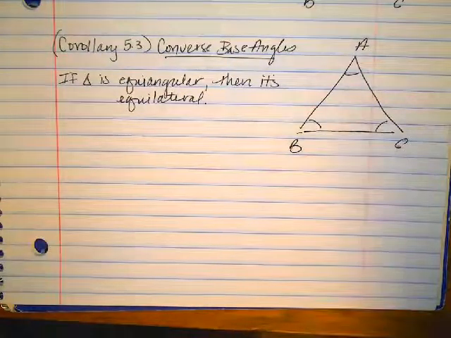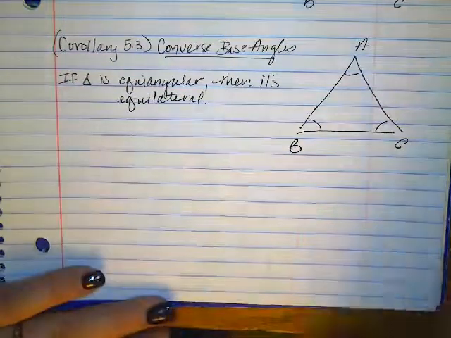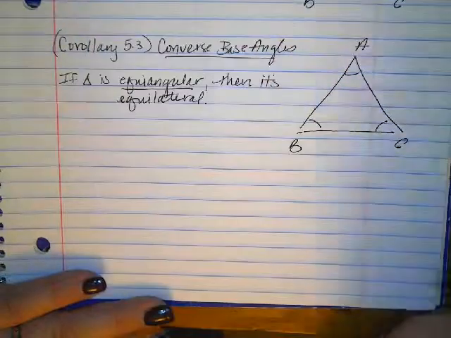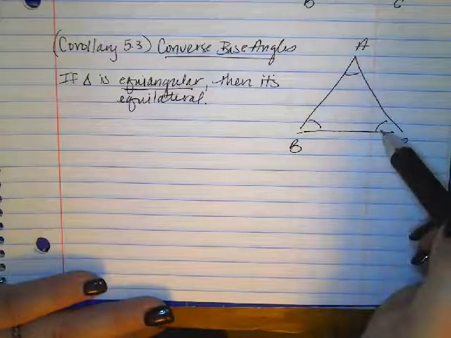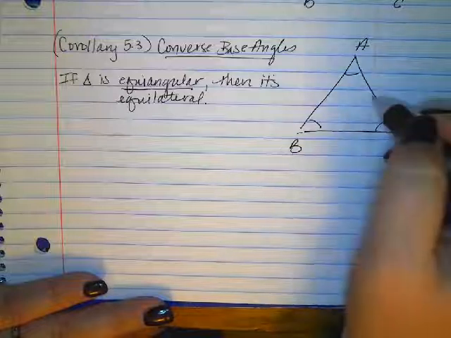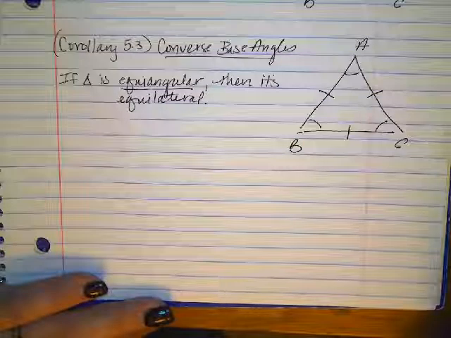Our last one today is the converse of what we just said. So this time, if we say we have all equal angles, so all of these angles are equal, now I can conclude that the sides are also going to be the same.